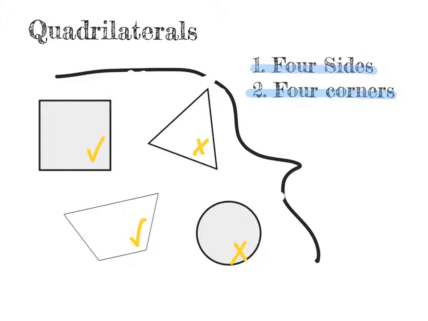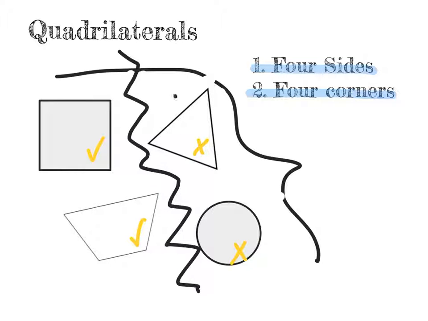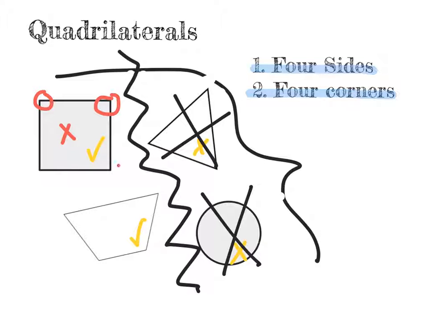Keeping the checks and X's within the shapes, we are now going to look at which of these shapes has 4 corners. So I'm going to divide it right here because we know that these 2 shapes cannot be quadrilaterals because they do not have 4 sides. So let's start over here with this shape, and we're going to count the corners. 1, 2, 3, 4. So it's good.